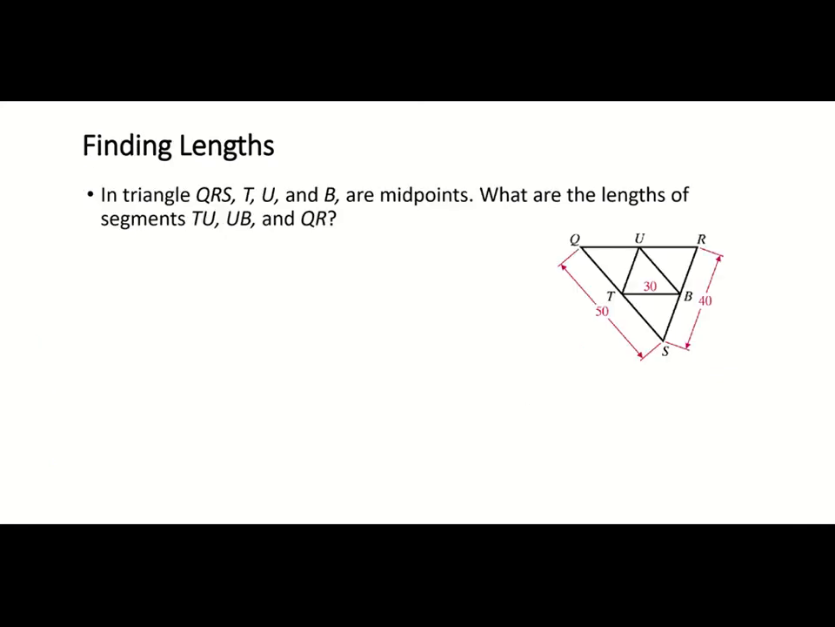Okay, so here we have triangle QRS. So here's our large triangle QRS. And T, U, and B are midpoints on the triangle. So we want to know the lengths of segment TU, UB, and QR. So let me erase this. Okay, so first is TU. So TU is right here, and it is a midsegment. So we have to find the side that it is parallel to, and it is parallel to RS. We know that RS is 40. And remember, the midsegment is half the length of the third side that it is parallel to. So if we take 40 and multiply it by 1/2, we end up with 20, and that's going to be the length of segment TU.